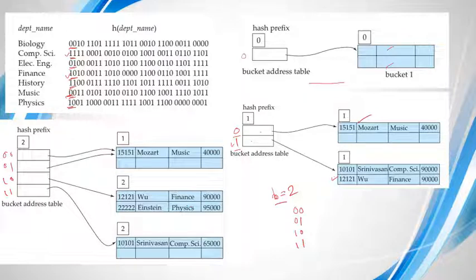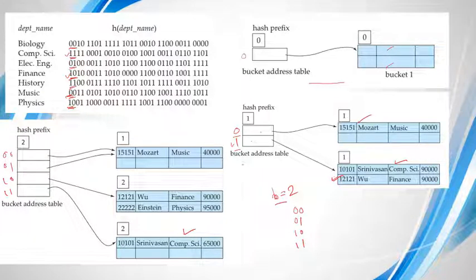Okay. Now for finance, what are the first 2 bits? 1 0. So they have the same, so they will be put in the same bucket. Okay, these two records. Now what will happen to computer science? For computer science the first 2 bits are 1 1. So we have to create another bucket and move the record from here to this bucket.